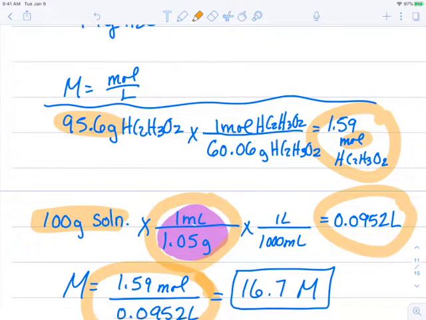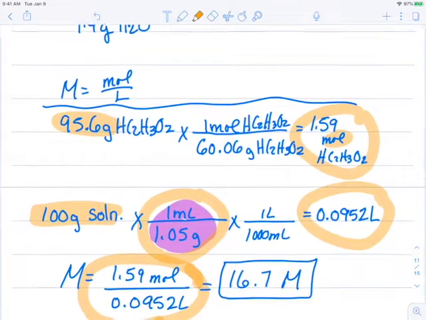By the way, these are all very concentrated solutions, so you are going to get high numbers like that 16.7 molar. I think we might even have an 18 or 19 molar in there somewhere. So just be aware you're going to get some pretty big numbers. All right, so any questions on anything here?